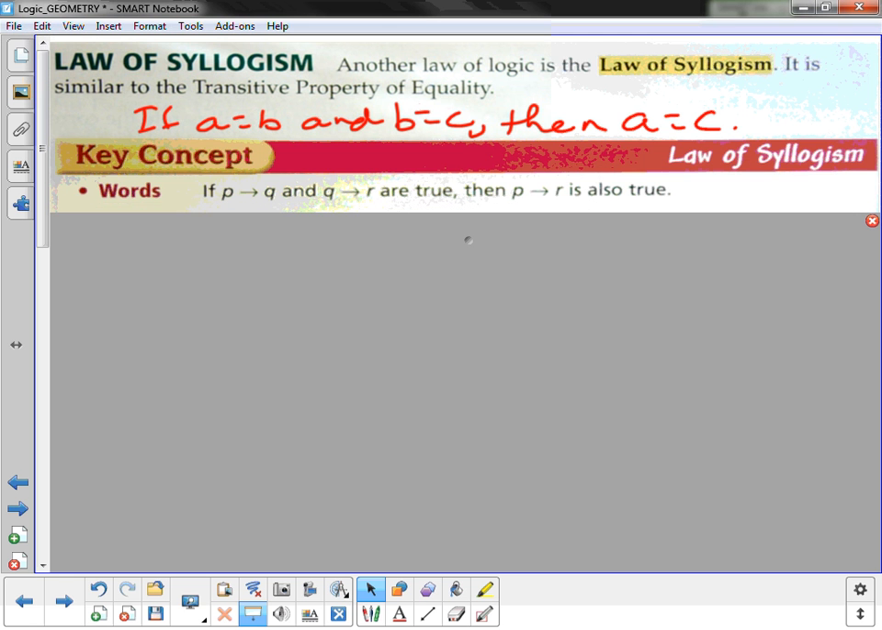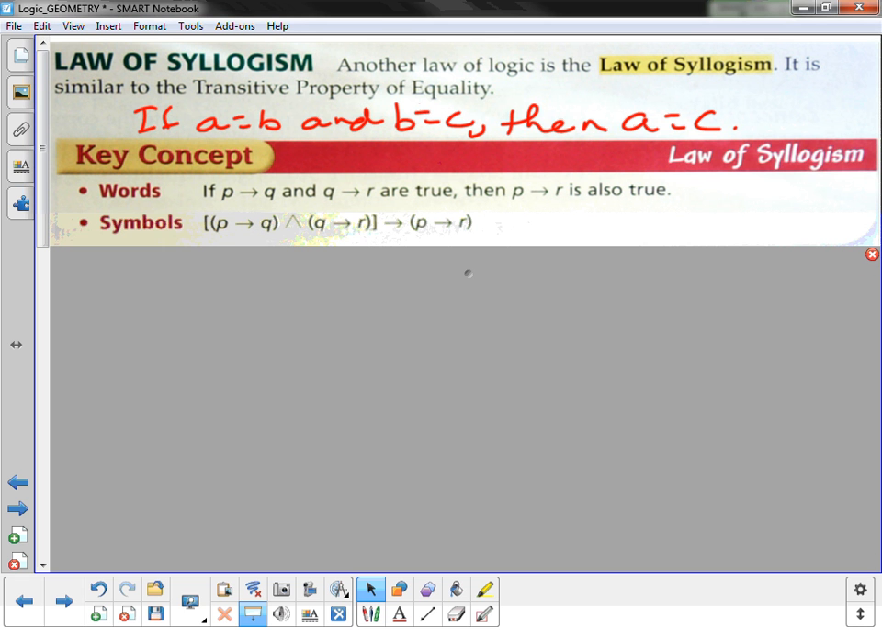So, the law of syllogism is similar to that. So our key concept here is, if P implies Q and Q implies R are both true conditional statements, then P implies R is also true. So another way of saying this, if a hypothesis, then a conclusion, and if that conclusion, then a new conclusion are both true statements, well, then if the hypothesis, then the new conclusion is true also. So the way we write that out in our symbols, we have P implies Q and Q implies R. So we're setting up our truth table. We have to have both truths there. Implies P implies R. So let's take a look at an example here.